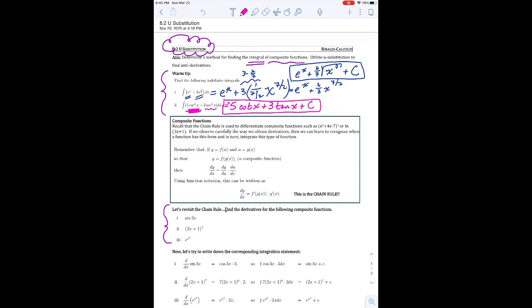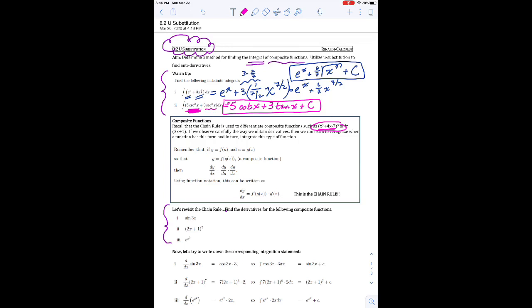That being said, a function like this is a composite function where you have x cubed plus 4x minus 7 all raised to the 5th power, meaning this function here, this polynomial, is then being raised to the 5th power. It's a polynomial inside of another function. And so that's a composite function whenever you put one function inside of the other.